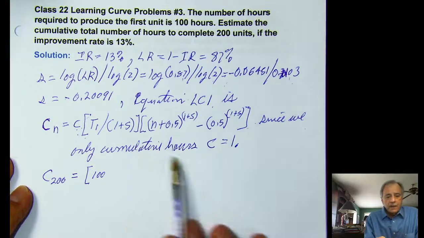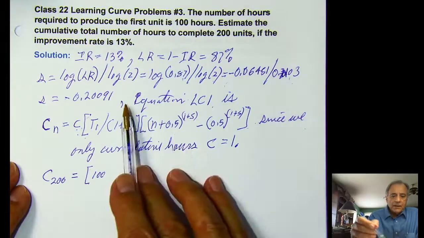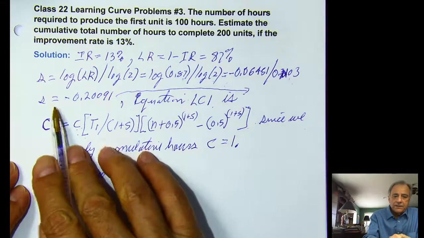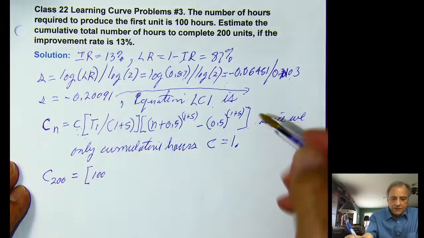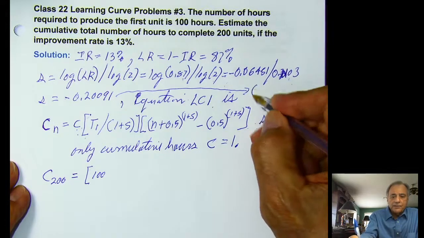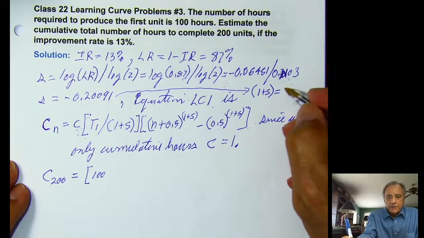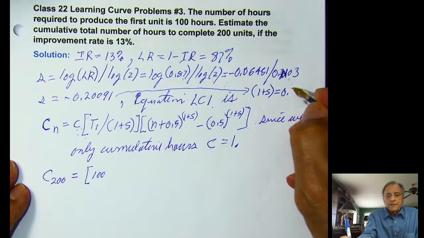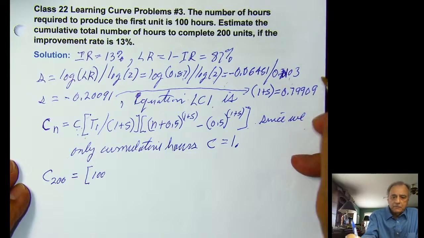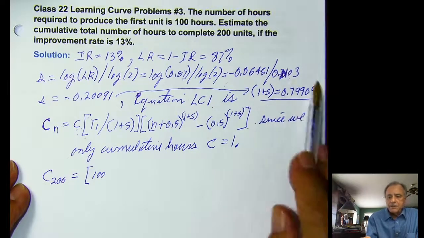Now, I'm going to do a little calculation aside here. What is 1 plus S? If S is minus 0.20091, then 1 plus S will be equal to 0.79909. All I did is add 1 to this to get that quantity, because I'm going to use that a lot in this equation.